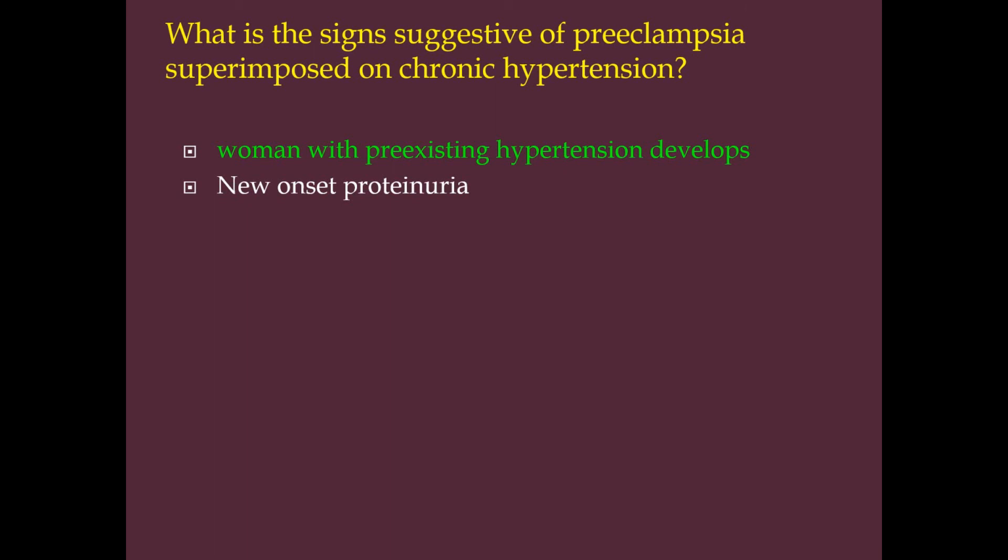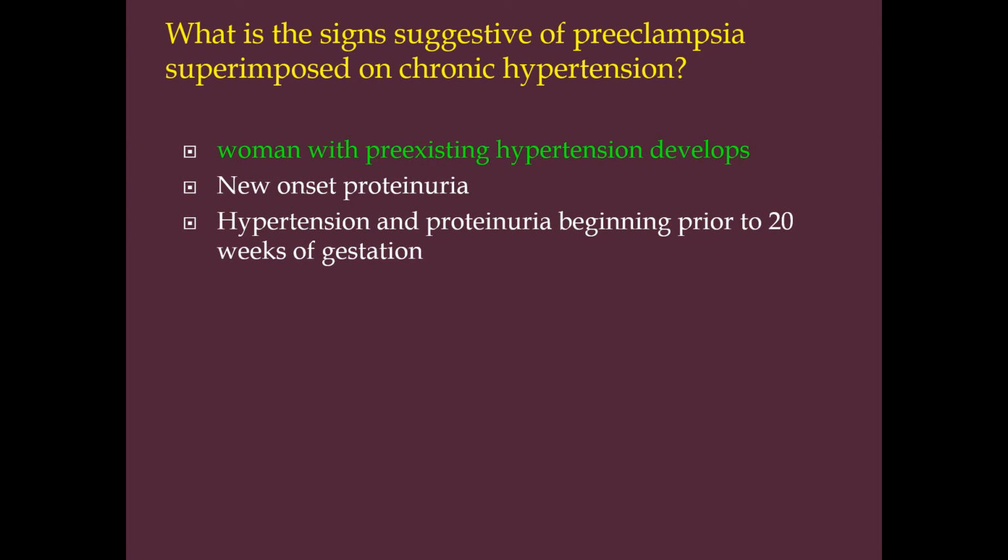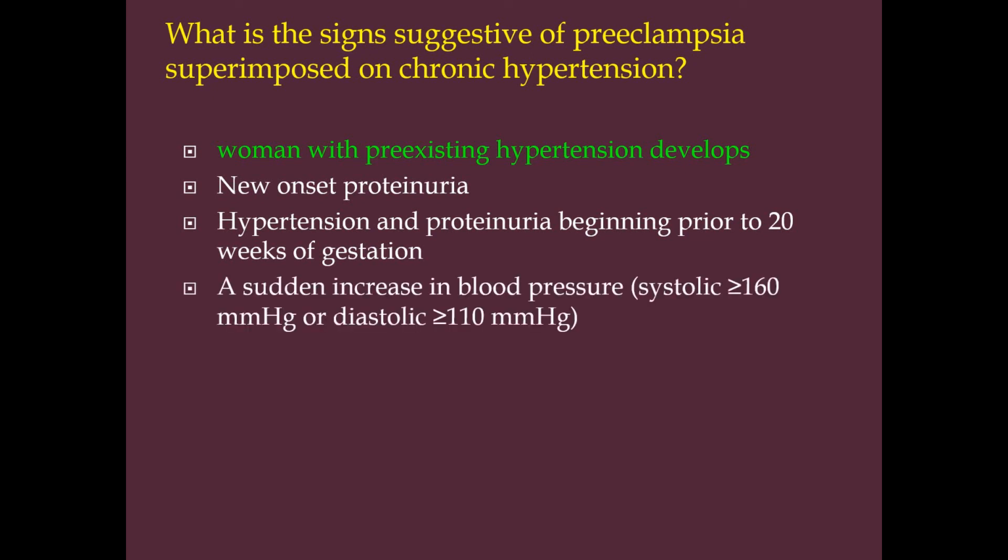So if the patient develops proteinuria later on, you should know whether this proteinuria is due to end organ dysfunction from the chronic hypertension, or it is something new. Hypertension and proteinuria beginning prior to 20 weeks of gestation. A sudden increase in blood pressure, 160 over 110 diastolic, which is not responding to medication, thrombocytopenia, or elevated aminotransferase.